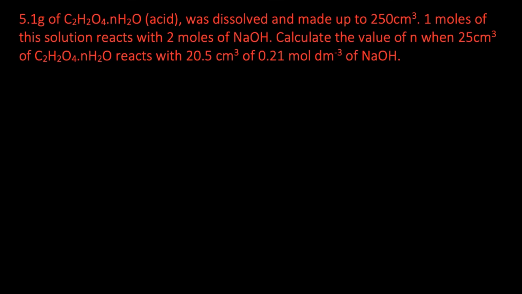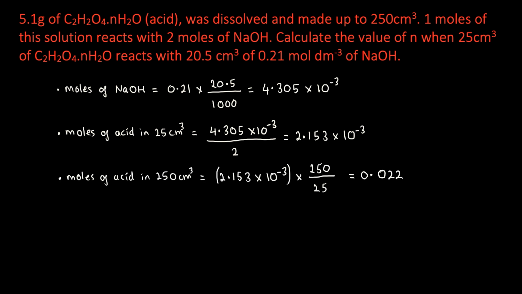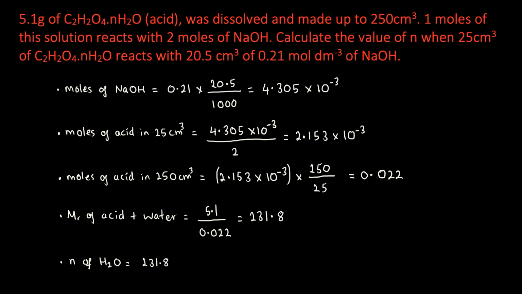Calculate the moles of NaOH and the moles of acid in 25 cm cubed, which is half the amount since the ratio is 1:2. Now calculate the moles of acid in 250 cm cubed. Now we calculate the molecular mass of the acid plus the water, which is the mass divided by the moles. Finally, to get the value for N, we subtract the molecular mass of the acid, which gives us 7.88, rounded off to 8.